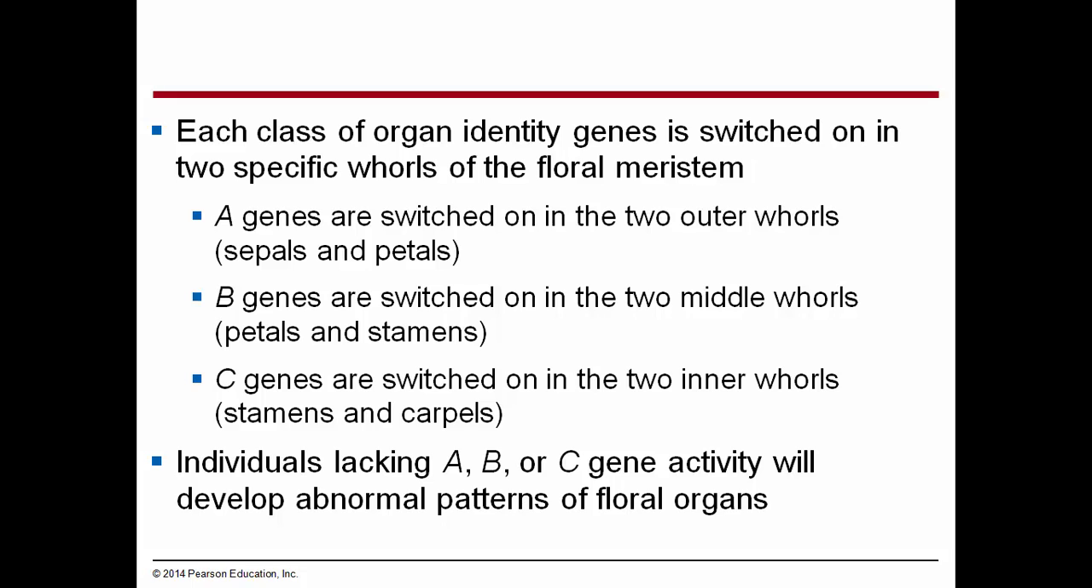Now you can see here, just from this verbal description, that these genes overlap in their function. So A genes function on sepals, but they also function on petals, and B genes function on petals as well as stamens. So A and B genes function on petals, and B and C genes function on stamens. So these genes cooperate in creating these certain characteristics of the flower, these parts of the flower. Individuals lacking A, B, or C gene activity will develop abnormal patterns of floral organs. So in the absence of these genes, we can understand how they work more effectively together.